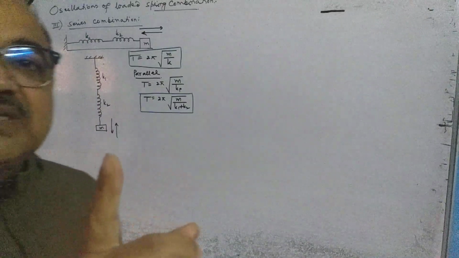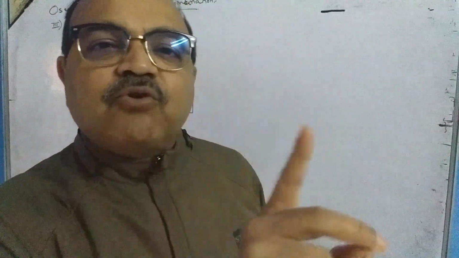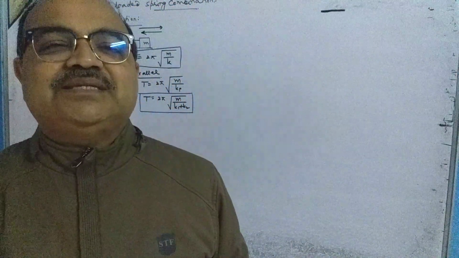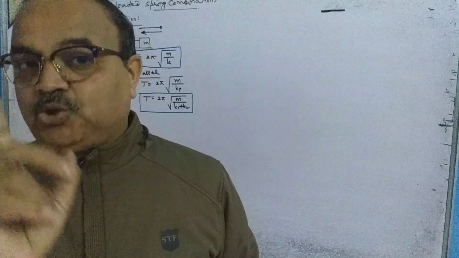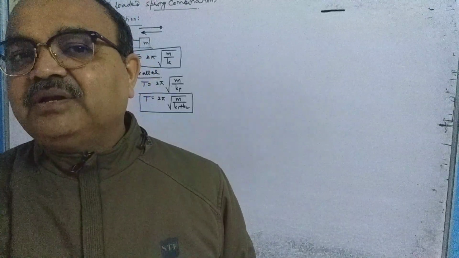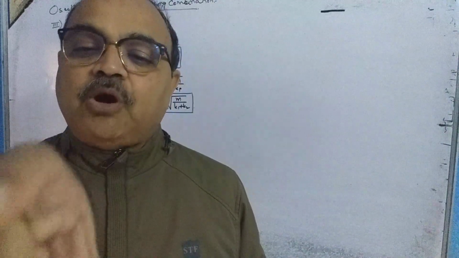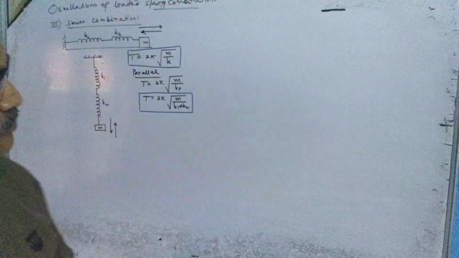We have to prove first that the to and fro motion of this mass about its mean position is SHM. Again, I remind you, all to and fro motion is not SHM. For SHM, there should be a condition that acceleration is directly proportional to the displacement and both should be oppositely directed. So many times I have repeated it.